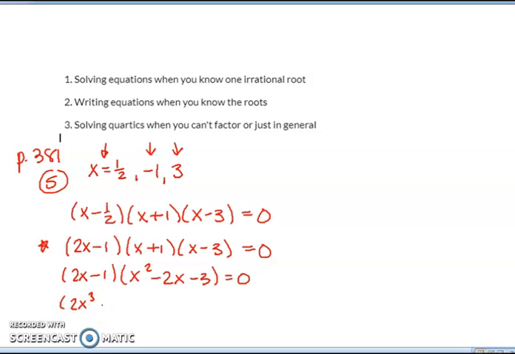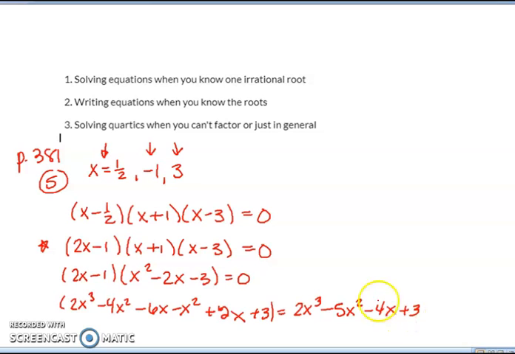What do I get? 2x cubed minus 4x squared minus 6x minus x squared plus 2x plus 3. Again, combine your like terms, so 2x cubed minus 5x squared minus 4x plus 3. So that would be an example of an integral coefficients. But again, I can pick any one that I want. I could have picked this to be my factor. My answer would look slightly different, and that's totally fine.